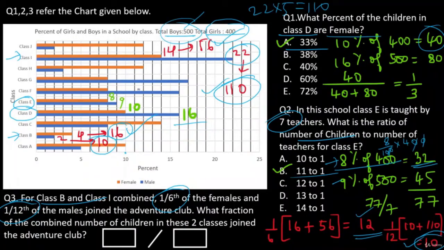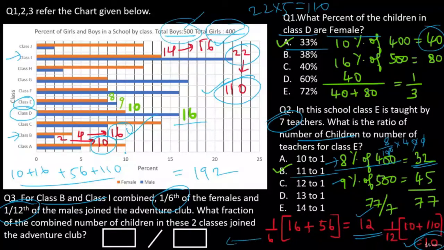And the total number of children in these two classes combined is 56 plus 110 plus 16 plus 10. That is equal to 192. Let me write that over here. In class B, you have 10 plus 16, right? And in class I, you have 56 plus 110. So this is the total. So when you add this up, you will get 192. Therefore, in this fraction over here, the numerator is 12 plus 10, which is 22. And the denominator is 192, which is what we got over here. Remember, this 22 is 10 plus 12. Alright, let's move on to the next set.